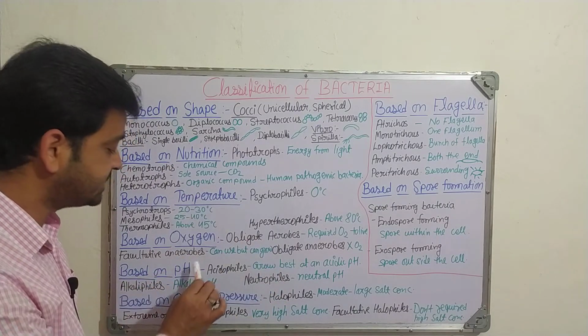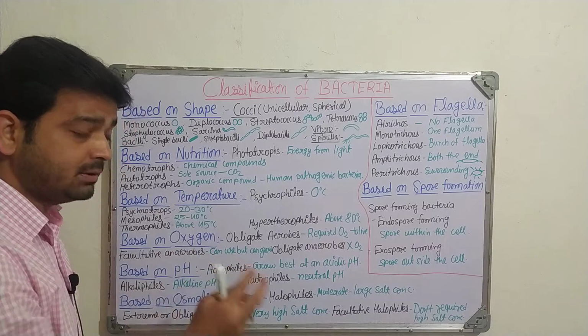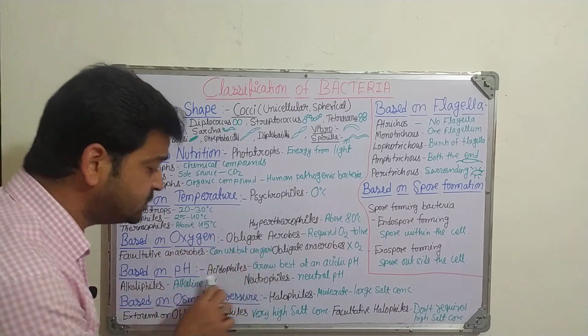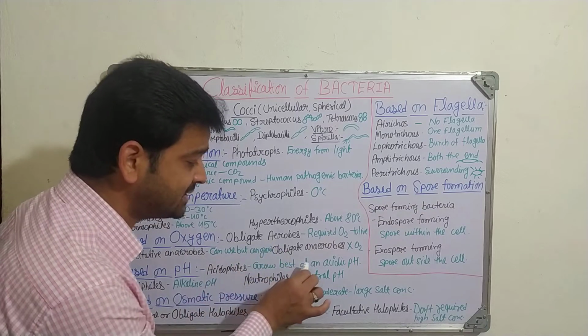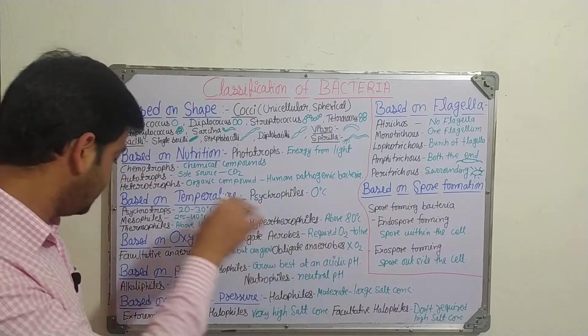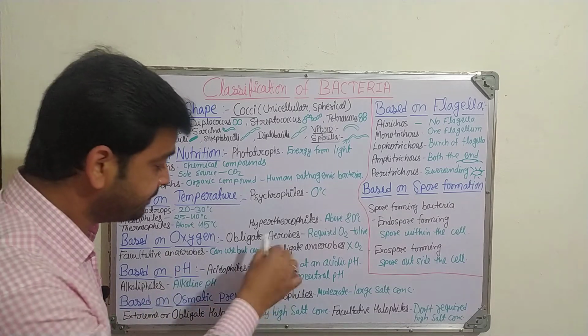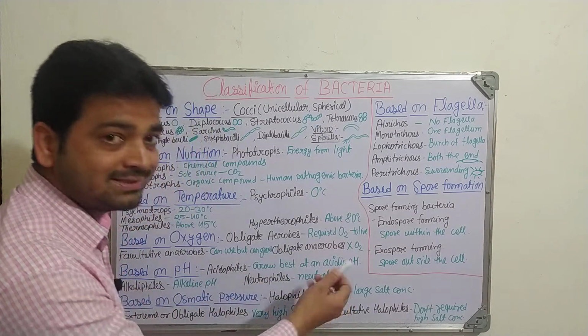Then the next one is based on the pH. Whatever the pH, acid, base or neutral, accordingly we classify the bacteria. Acidophiles, as the name indicates, grow best at an acidic pH. Alkaliphiles require alkaline pH to survive. Then neutrophiles grow at neutral pH.